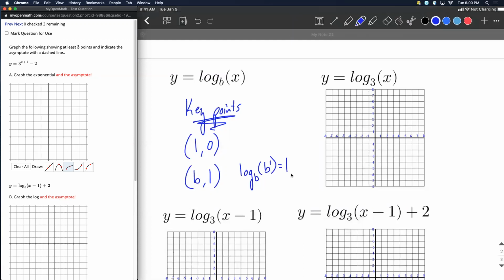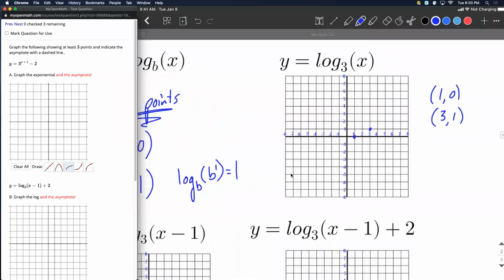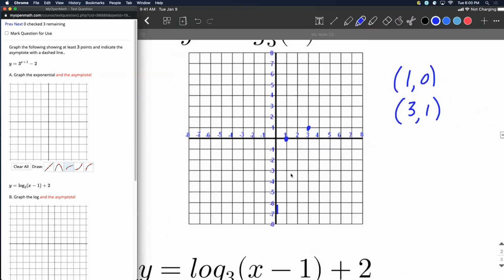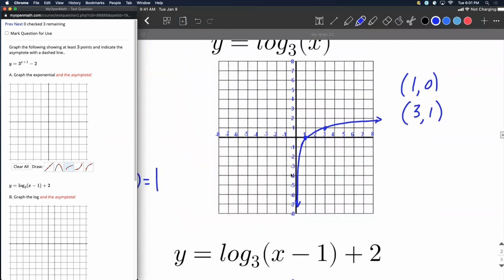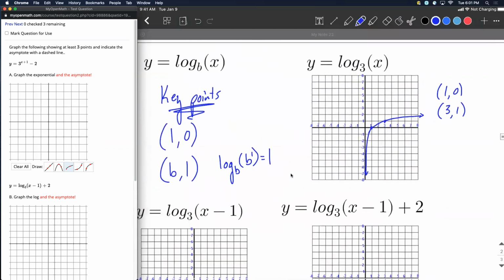All right, so in our case, we have log base 3 of x. So our key points are going to be 1, 0, and 3, comma 1. Get those placed in the right spots. Now what happens is we have a vertical asymptote going on here that starts out at the y-axis. We're going to track that around as we move this using transformations as well.